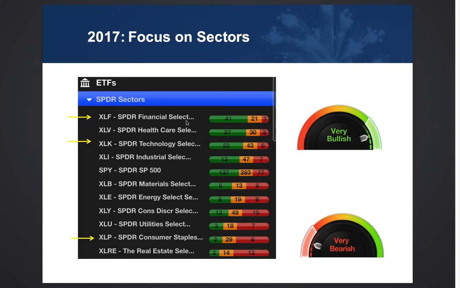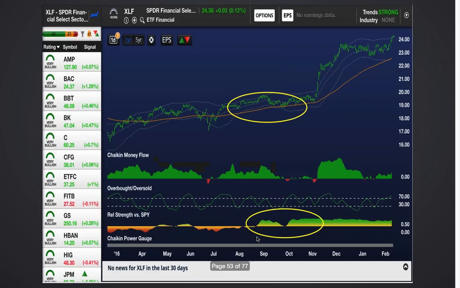Right at the top of the heap, as we mentioned earlier, is the financial sector: 41 bullish stocks, only 1 bearish stock. These are the large cap stocks. Technology, 22 bullish, 6 bearish. And then down at the bottom, consumer staples, only 2 bullish and 6 bearish. So let's look at the financial sector.